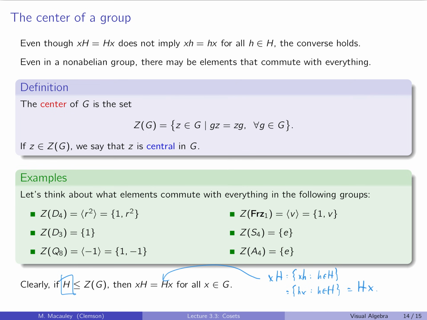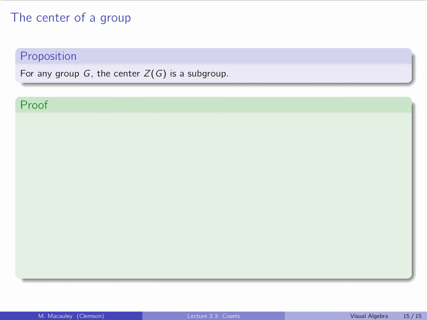Okay, let's move on. Let's finish by proving that the center of G is always a subgroup. So let's think about why it contains the identity. Remember, we have to show 3 things. So let's take the identity and notice that the identity commutes with everything in G. And that's what it means for the identity to be in the center.